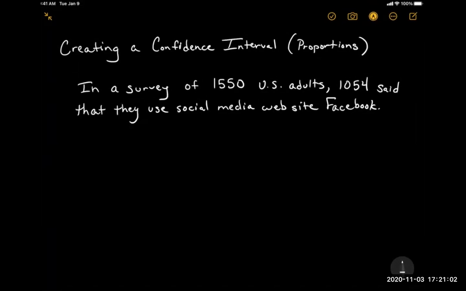They did a survey of 1,550 US adults. And of those 1,550, 1,054 said, yes, I use Facebook. I love it. It influenced the person I voted for in the election this year because Facebook is very convincing. So my question is, what percentage of people do you think use Facebook?